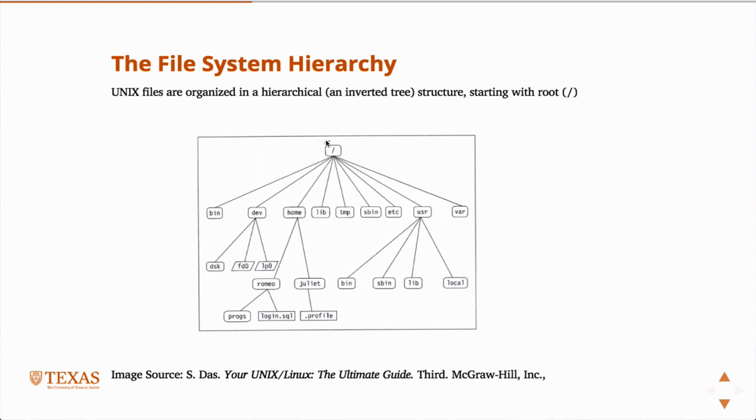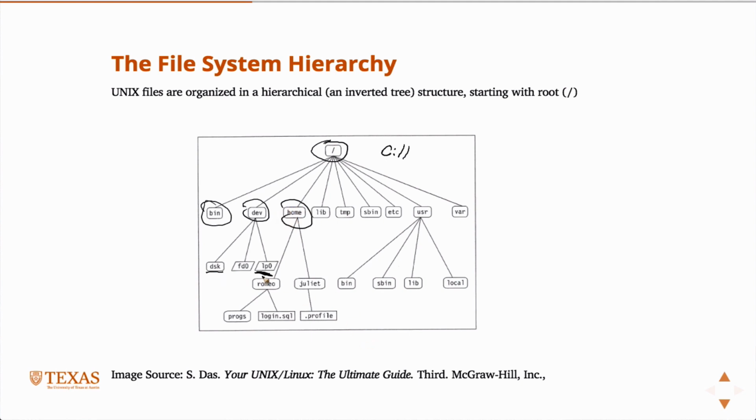uppermost level is the root directory. So if you're used to Windows, this would be like C, something like that. That's the root directory. In Unix, it's just represented by a slash, and then underneath that you have all these directories or folders, if you will. So bin is a binary folder. This is where applications are usually stored. Dev is devices, so this is where you have a hard disk and possibly a printer.